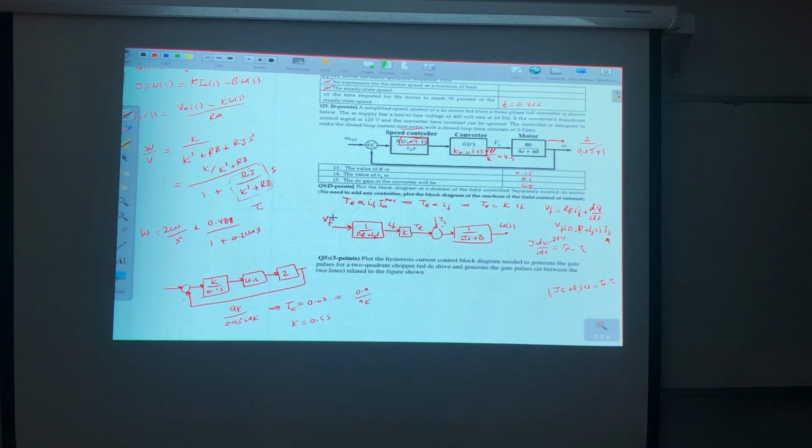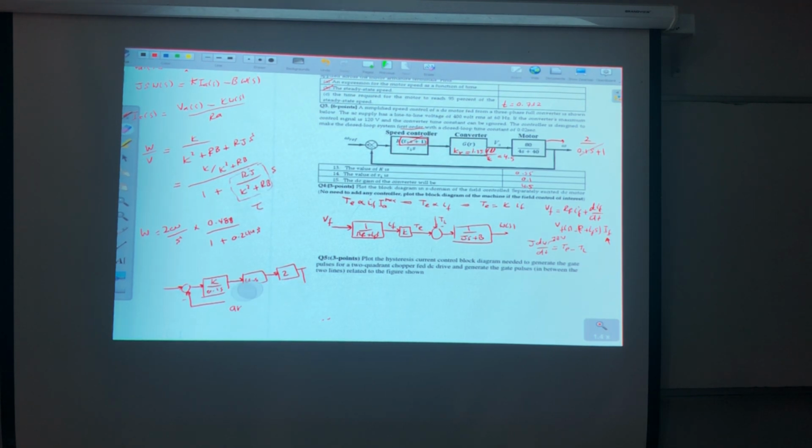The last one. I need to plot the hysteresis current control block diagram needed to generate the gate pulses for the two quadrant chopper fed DC drive, and generate the gate pulses in between the two lines. Simply this one is not clear, I will replot it here, because notice this one was handwritten.